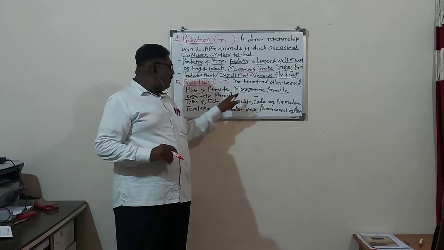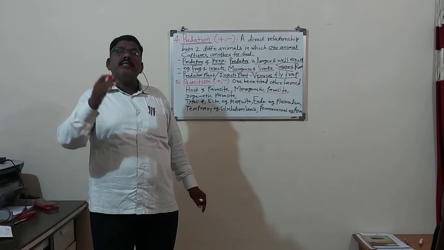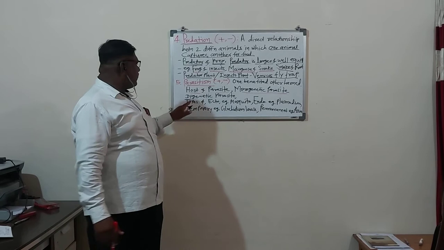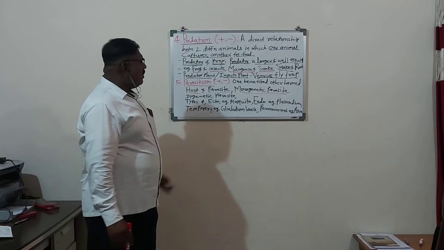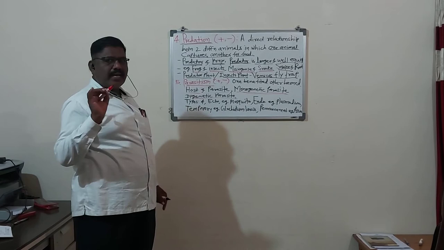Now another type of parasite is the digenetic parasite. A parasite which completes half of its life in one host and the remaining half in another host, meaning two hosts are there, is called a digenetic parasite. So in the basic types of parasites, on the basis of the host-parasite relationship, parasites are monogenetic type and digenetic type. Two types of parasite. Basically, monogenetic, digenetic. Di means two, mono means one. Remember.